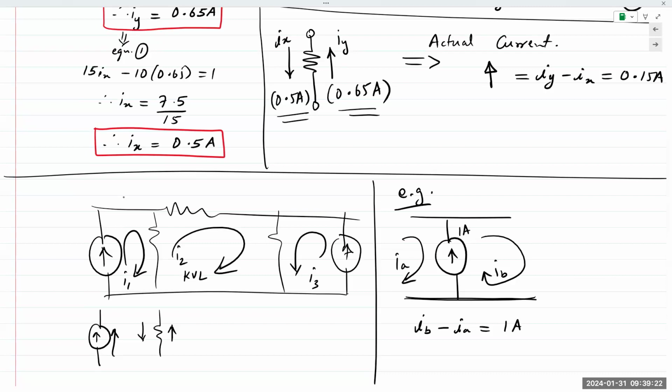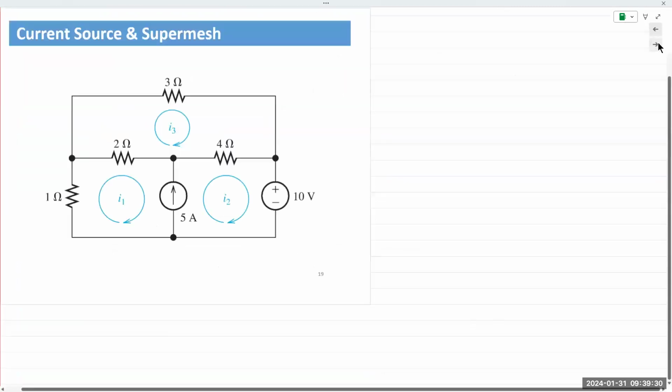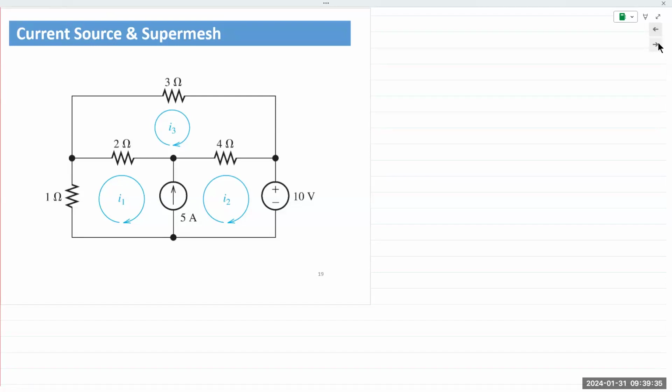Any questions? Okay. All right. So if super node didn't rack your brains, well, let's go to super mesh. But this is actually easier than super node.